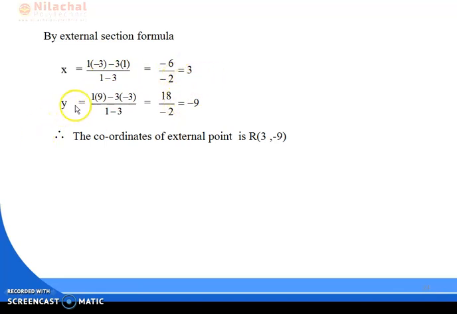And the other coordinate is the Y coordinate, MY2 minus NY1 by M minus N. That means M is 1 here, Y2 is 9, N is 3, Y1 is minus 3, by 1 minus 3, means M minus N. What do we get now? 18 by minus 2, that means minus 9. So, that means the coordinates of the external point are 3, minus 9. R point coordinate is 3, minus 9.